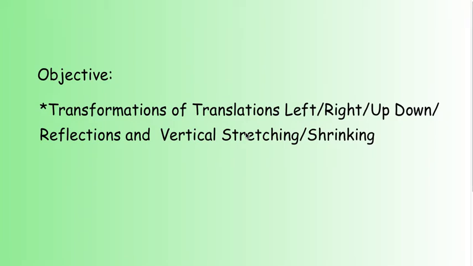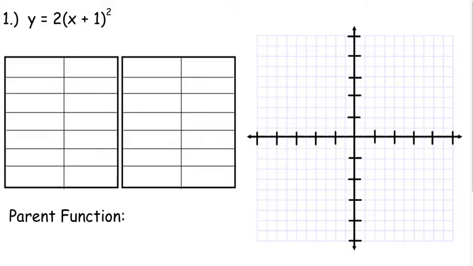Here is a lesson on multiple transformations in one function. So here's our function y equals 2 times the quantity of x plus 1 all squared. The first thing you want to do when you do these problems is identify who is your parent.